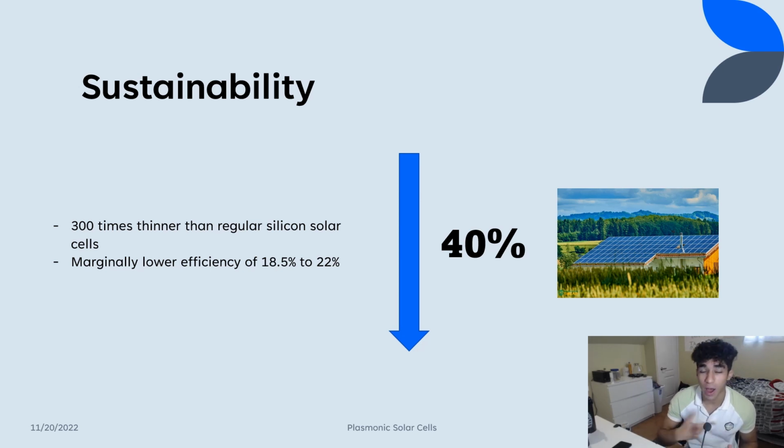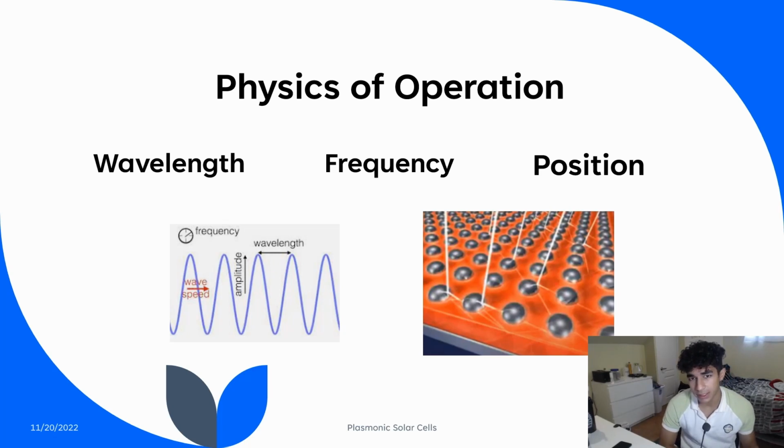And so now that we understand why we're doing this and the motivation behind it, let's talk about the physics of operation. In terms of the physics of operation, there are three main ideas that we really need to consider when we're designing a plasmonic solar cell. First, to understand why we would design things that way, we need to talk about what light is. Light, at the end of the day, can be thought of as an electromagnetic wave that has a certain frequency and has a certain wavelength.